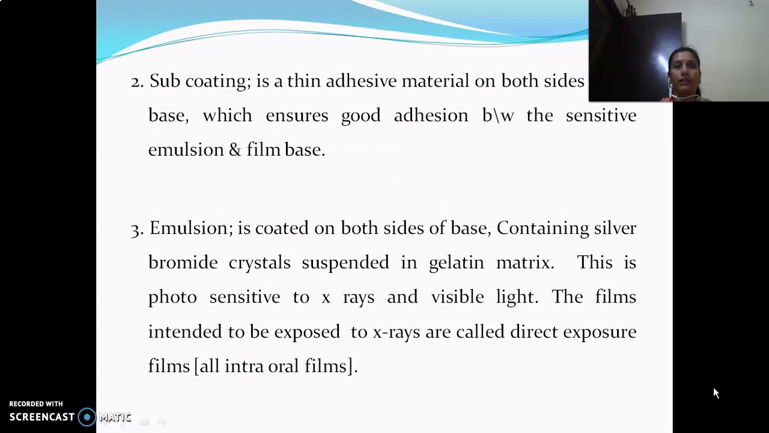The second layer in the film is subcoating. It is a thin adhesive material on both the sides of the base which ensures good adhesion between sensitive emulsion and film base. The third component is emulsion. It is coated on either side of the base, mainly containing silver bromide crystals suspended in the gelatin matrix. This is photosensitive to X-rays and visible light. The films intended to be exposed to X-rays are called direct exposure films. So all intraoral films are direct exposure films.